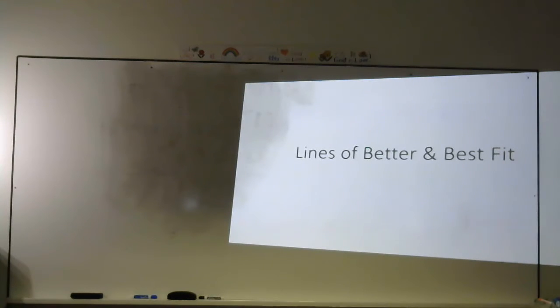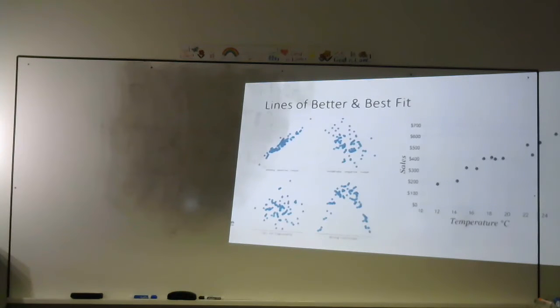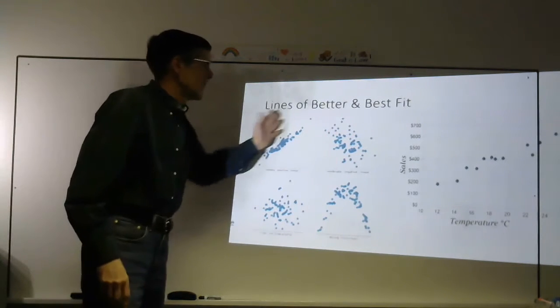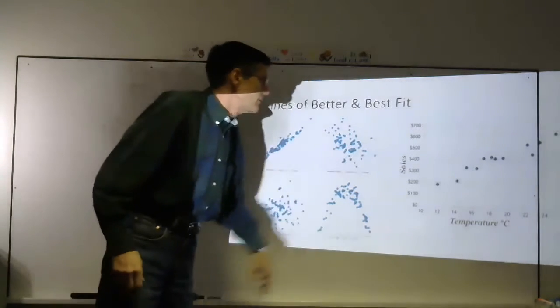Okay, for our last topic that we're going to do in this course on statistics, we're going to talk about lines of better fit and best fit, two things. First, let's talk about some scatter plots. Here are 4 different scatter plots. Well, actually 5, including that one.